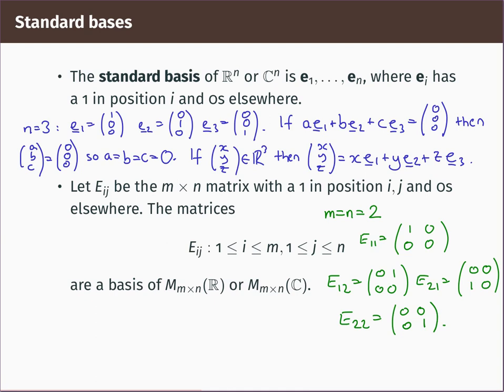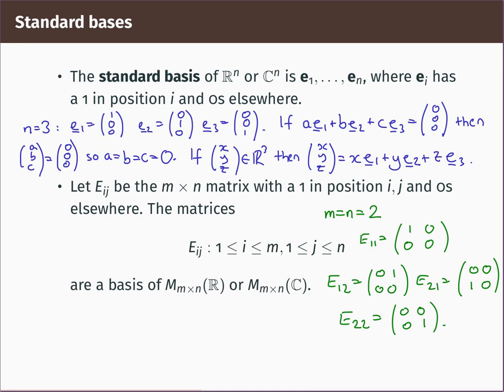You can prove that those things are a basis of M2×2 of R if we're thinking of those as real matrices, or M2×2 of C if we're thinking of them as complex matrices. And the proof will be exactly similar to the proof we did for the standard basis of R^n or C^n. There's not a lot to check when you're showing that these things are a spanning set and that they are linearly independent.